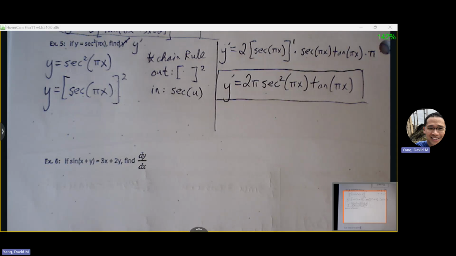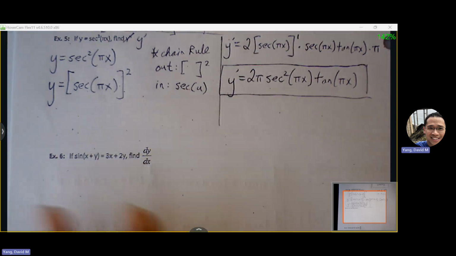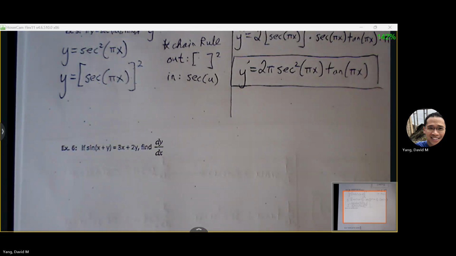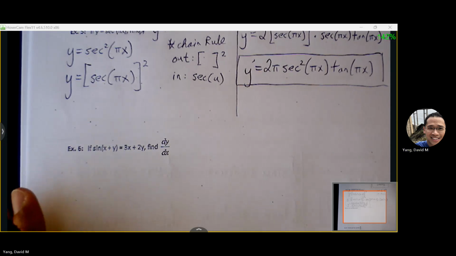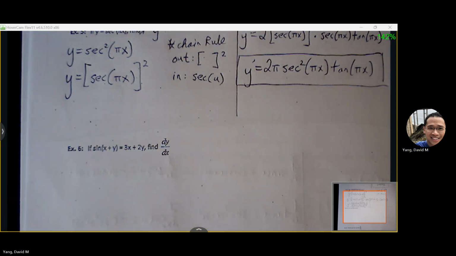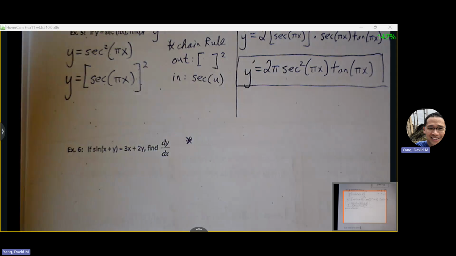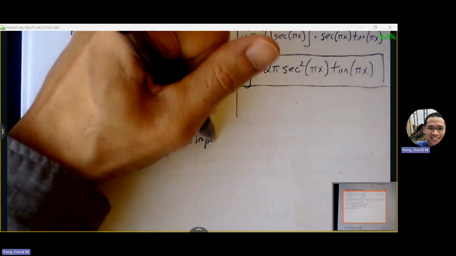All right, example 6, sine of x plus y equals 3x plus 2y. What process do we have to make sure we go through here? Anything different about how this is set up compared to previous problems? Anything you notice about the variables? Yeah, so we got to go through our process here. This is what this is called here. Multiple y variables, so implicit, yep.